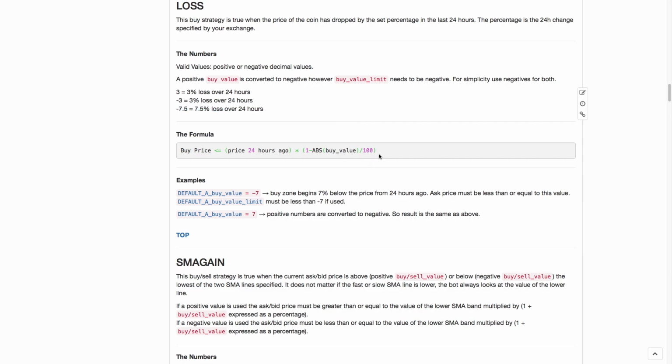Here's the formula for calculating the buy value, if you so choose to use the formula and want to work it out for yourself. This is how you would do it here. Again, there are some more examples here, just like up in the numbers paragraph, so I'm not going to go into this right here. You can read that on your own if you wish.